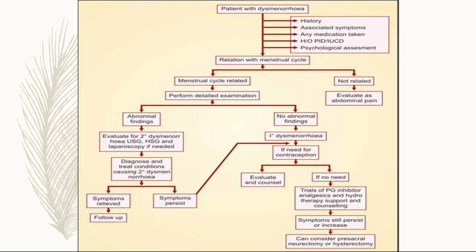In case we diagnose and treat conditions causing secondary dysmenorrhea, if symptoms are relieved, just follow up. If symptoms persist, then we should treat it as primary dysmenorrhea. If contraception is needed, we evaluate and counsel. If not needed, trials of prostaglandin inhibitors, analgesics, hydrotherapy, support and counseling. If symptoms still persist or increase, we can consider presacral neurectomy or hysterectomy. So this is the plan of management of a patient with dysmenorrhea.